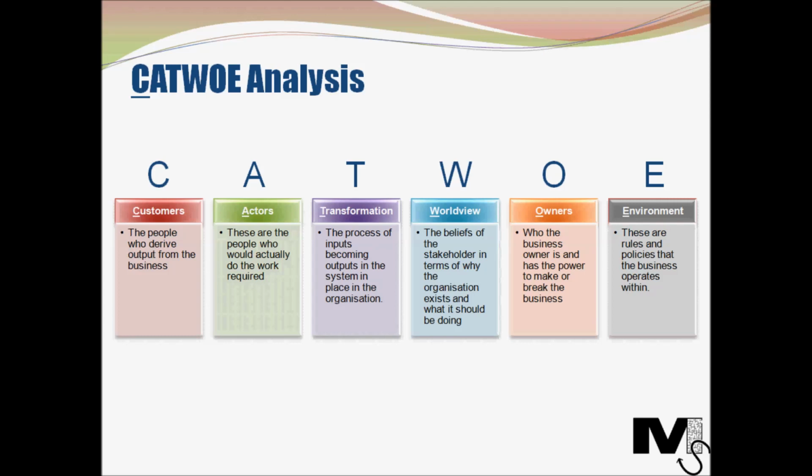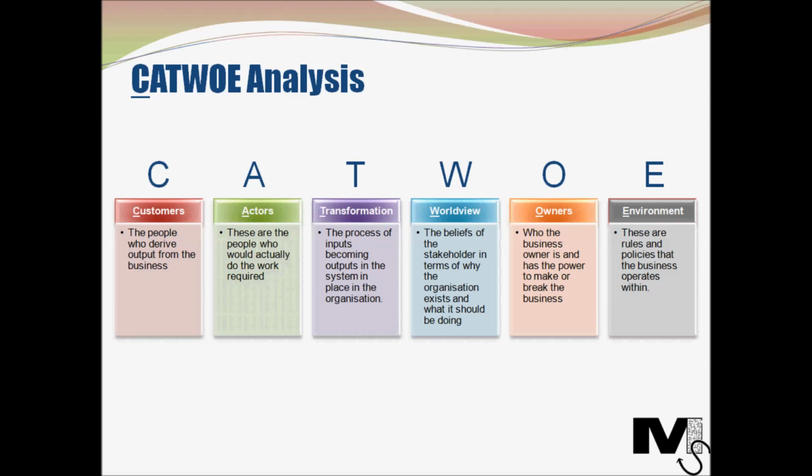T stands for transformation. This is the actual process of inputs becoming outputs in the system in place in the organization. Every organization does some sort of input to output transformation, and this is a summary of what the company actually does to transform input to output.